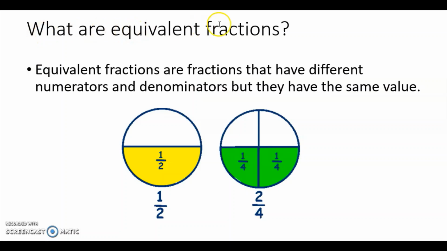What are equivalent fractions? Equivalent fractions are fractions that have different numerators and denominators, but they have the same value. So what does this mean? Different numerators. 1 is not the same as 2. Different denominators. 2 is not the same as 4. But guess what? They're equal numbers. Half is the same as 2/4. Same part of the circle is shaded.